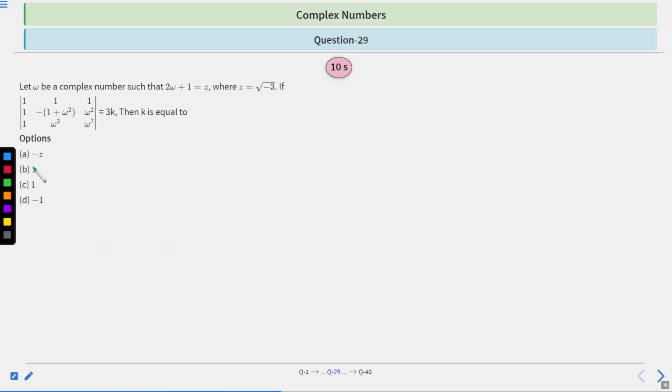Now let's discuss question number 29. Let omega be a complex number such that 2 omega plus 1 is equal to z, where z is root over minus 3. If the determinant of this thing is equal to 3k, then we have to calculate the value of k. Let's move to the solution after 10 seconds.